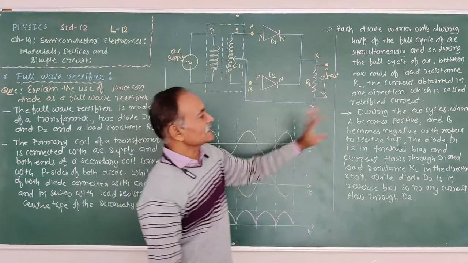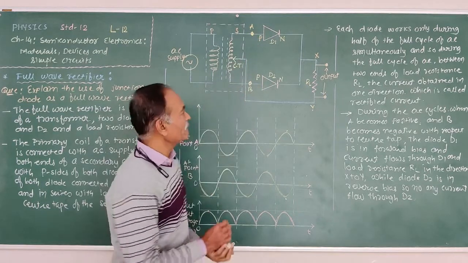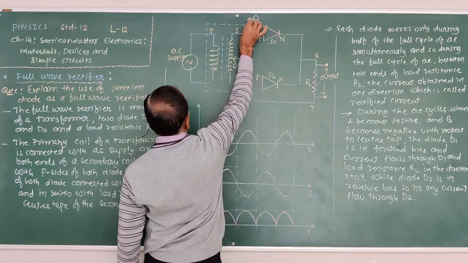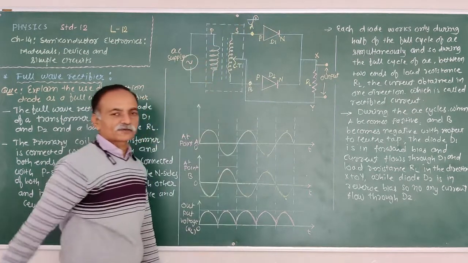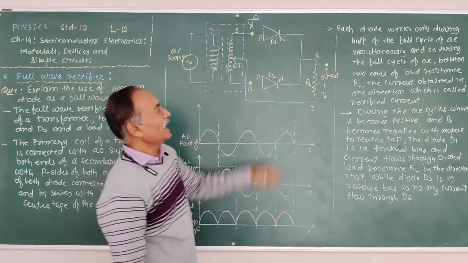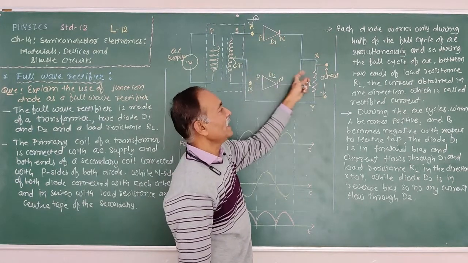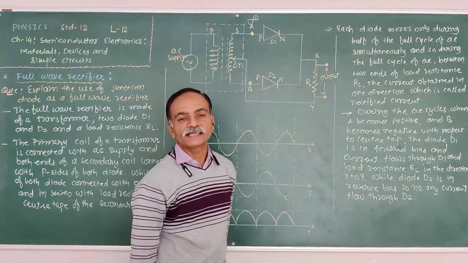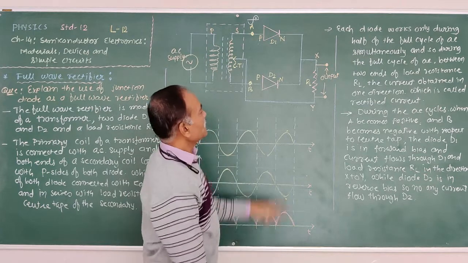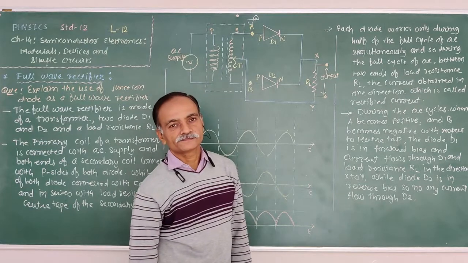Now, during the AC cycle, when A becomes positive and B becomes negative, that means the positive half cycle is applied. So A becomes positive and B becomes negative with respect to the center tap. Therefore, diode D1 is in forward bias, and the current flows through D1 and the load resistance RL in the direction X to Y, while diode D2 is in reverse bias and no current flows through D2.